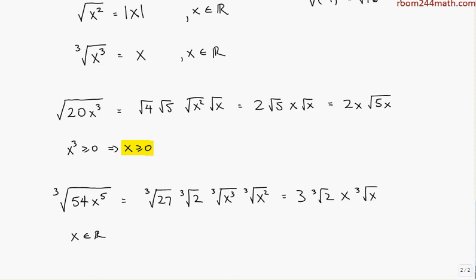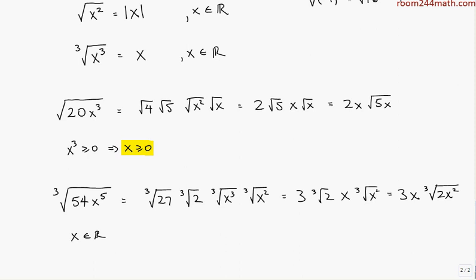So cube root of 27 is 3. We've still got the cube root of 2. Cube root of x cubed is just x. And we've still got the cube root of x squared. So combine the two parts that are not with radical signs: 3x. That 3 is an index, it's not an exponent. And then combine the two radicals: the cube root of 2 and the cube root of x squared becomes the cube root of 2x squared.